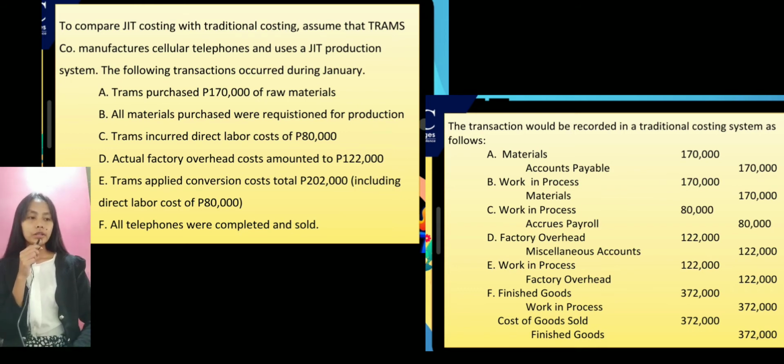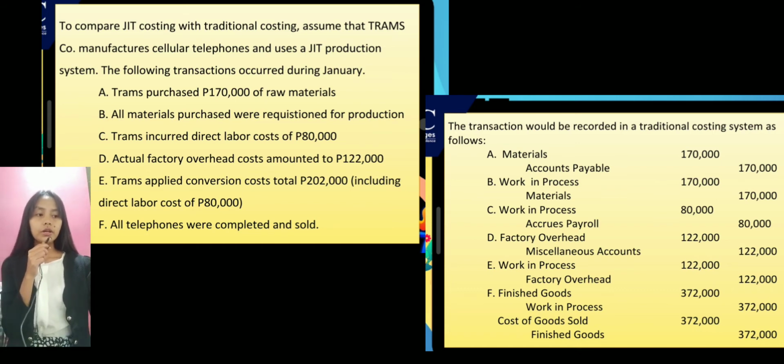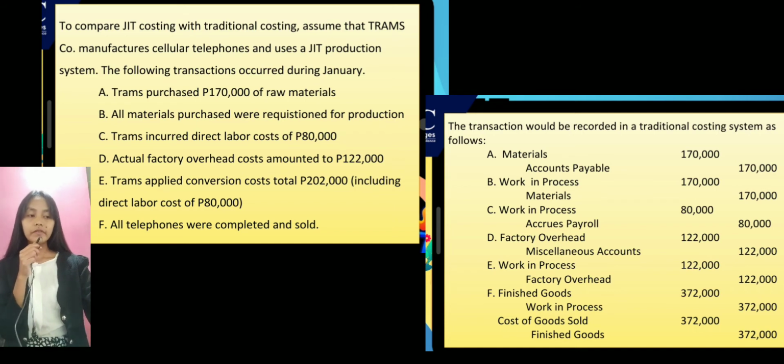So the first transaction is Trumps purchased 170,000 of raw materials. So, ang Trumps daw po ay nag-purchase ng 170,000 na raw materials. So, we are going to debit materials of 170,000 and we are going to credit accounts payable of 170,000.